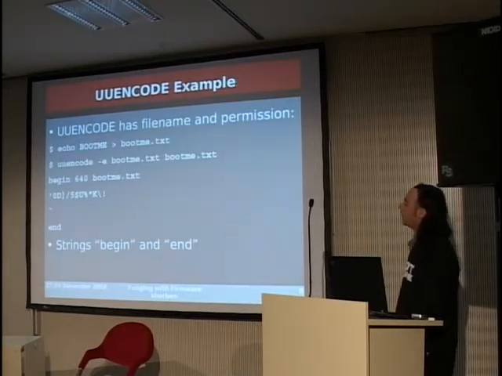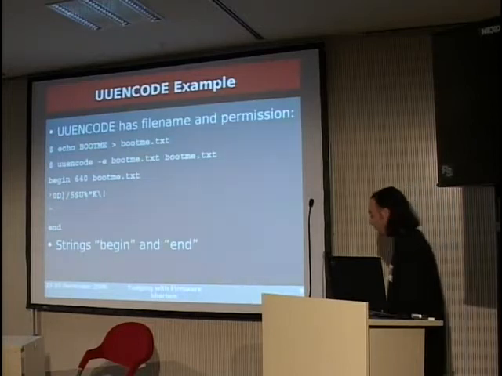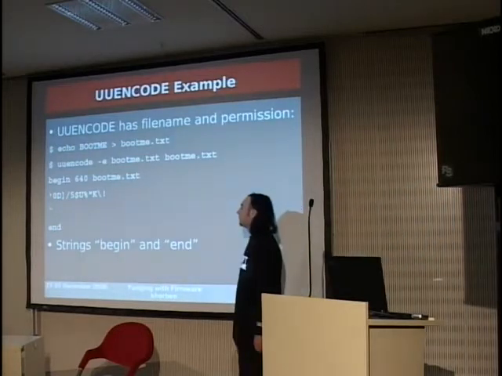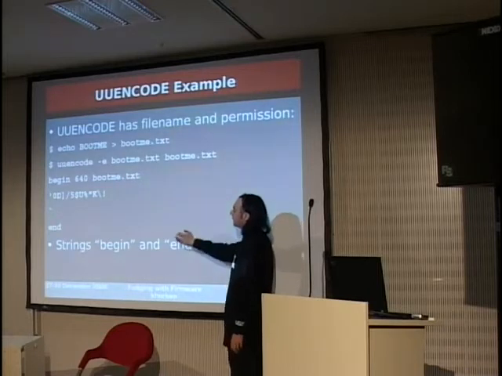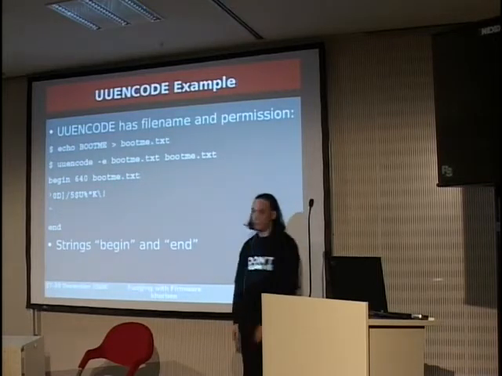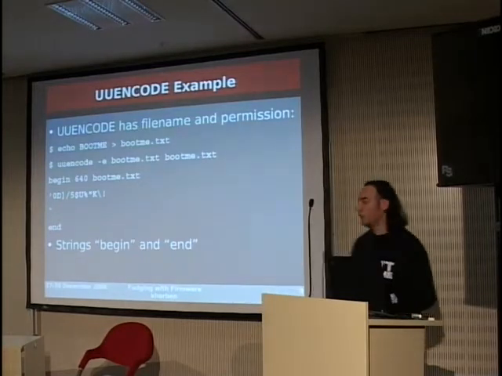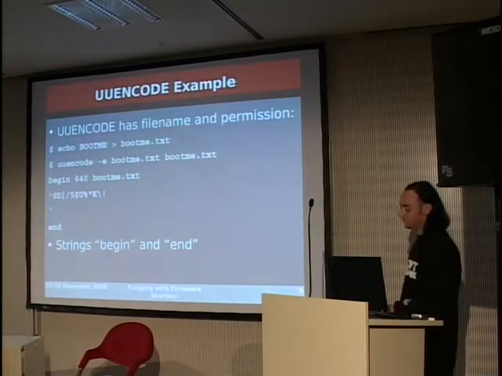For instance, uuencoding goes like this, and you can even have more information than just the encoding. Usually you have the string begin, a permission number, a file name, and then a string end. So you can recognize directly if it's official uuencode format.